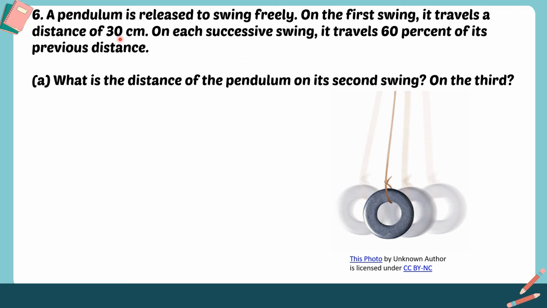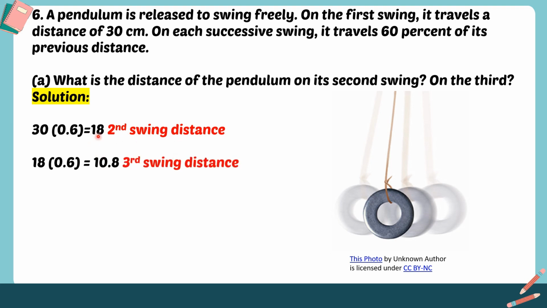So, dahil 60% na lang nung kanyang previous swing, yung magiging susunod na swing ay kailangan natin i-multiply yung 30 sa 0.6 kasi 60% pag kinonvert sa decimal, that is 0.6. And 30 times 0.6, that is 18. So, ibig sabihin, 18 centimeter yung kanyang second swing. Tapos, yung third swing, from 18, ita-times ulit natin siya sa 0.6, that is 10.8 centimeter. Yan yung kanyang third swing.